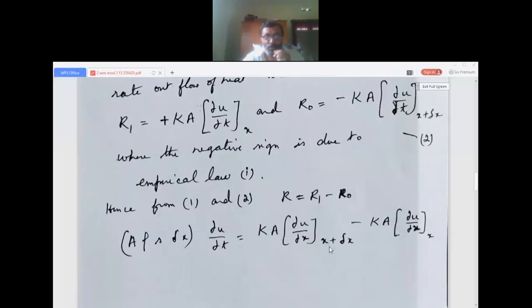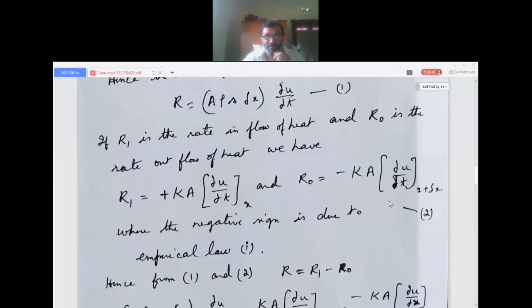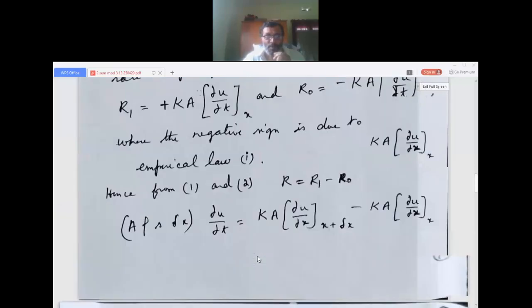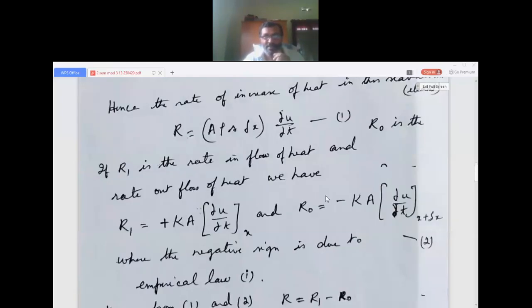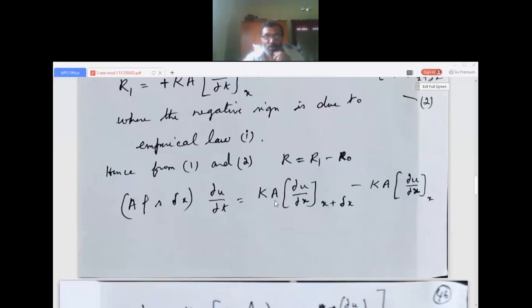Then K A dou U by dou x at x plus delta x minus K A dou U by dou x at x. Here there is a small mistake, so we have to change this. At the point x and at the point x plus delta x, so dou U by dou x at the point x plus delta x minus K A dou U by dou x at x.